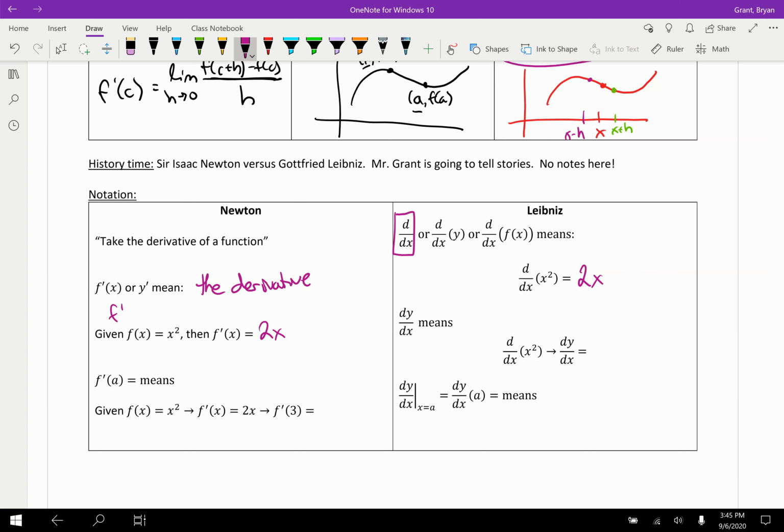Leibniz also has something similar. He has his dy dx, which also means the derivative. So when you see d dx of x squared, take the derivative of x squared, then you could say the derivative is 2x. These two, although they look similar, are slightly different. One way you could keep track of it is you could think of this right here, where this says take the derivative of y. And then you have your final notation, dy dx, which means the derivative of y is 2x. So that would be another way to keep that straight.